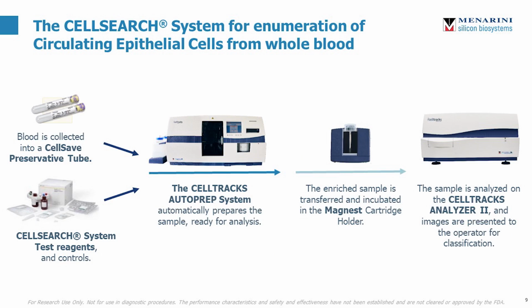Here's an overview on how the CellSearch system works. Blood is first collected into a proprietary cell-safe preservative tube, which allows CTCs to remain stable at room temperature for up to 96 hours. After sample prep and centrifugation, cells are loaded onto the CellTrax auto-prep system, which automatically prepares the sample. Target cells are enriched for using ferrofluid nanoparticles and then further stained for easy identification. Once ready, the enriched sample is transferred and further incubated in the MagNest cartridge holder, which uses a magnet to pull the cells onto a single plane where they can then be analyzed on the CellTrax analyzer.